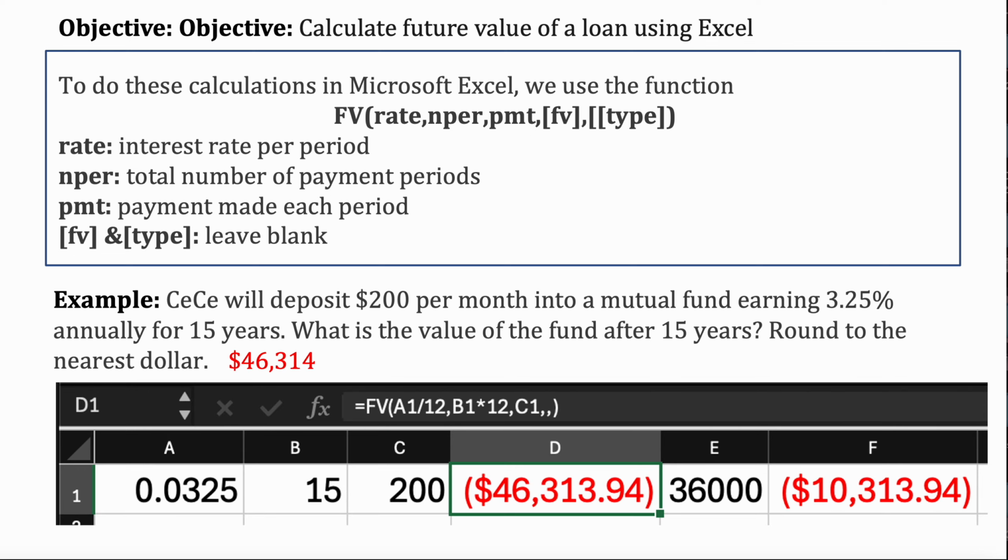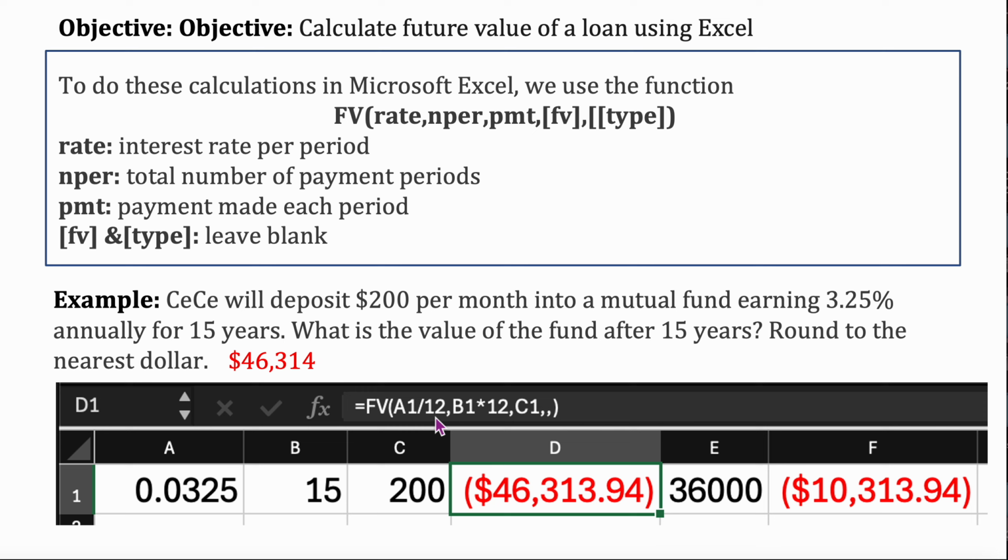Now, the one that's really important is our D1 cell. So the D1 cell, what I have done is I have used the future value function that you see here. But let's look at what I've changed. Okay, so I needed the interest rate. But remember, that's the interest rate per period, and this particular deposit is made monthly. So that's why we need to divide that by 12. So you'll notice I've taken that and I've divided it by 12.